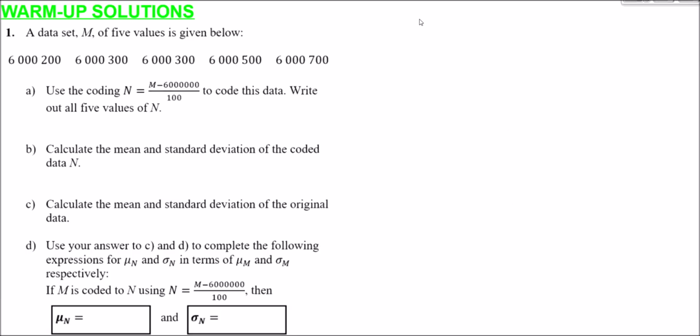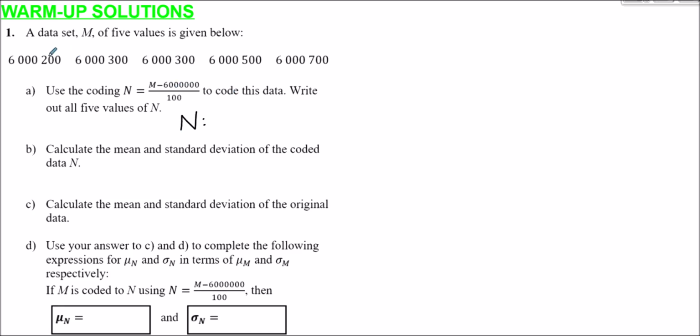So question 1, we've got a data set M of 5 different values, all in the 6 millions. For part A we need to code them into a data set called N, where each N takes each individual M, takes away 6 million and divides by 100. So we need to do that and then write down the data set of N. And so all we're doing here is subtracting 6 million from each of these and dividing by 100.